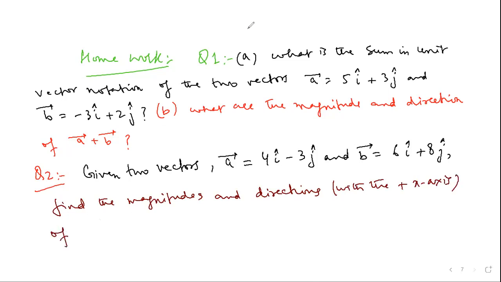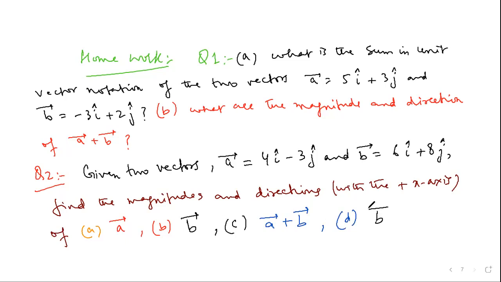part A is vector A, part B is vector B, part C is vector A plus B, part D is vector B minus A, and part E is vector A minus B.